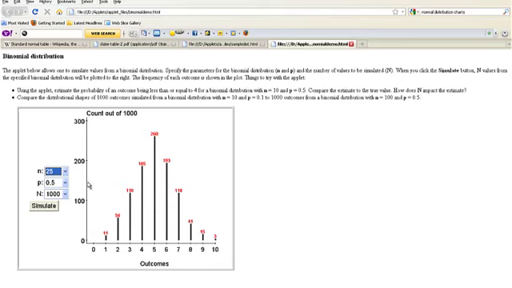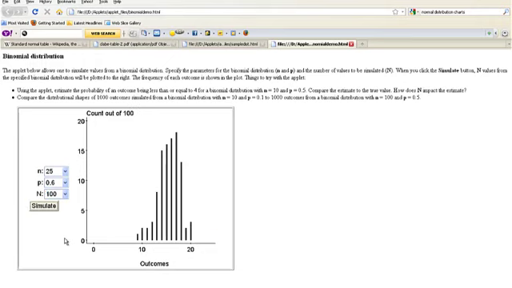I'm now grabbing 25 cars at a time. Now, instead of 0.5, let's do 0.6, just for giggles, okay? And instead of 1,000, let's do 100. Watch what happens. Whoa, that looks strange, doesn't it, right?